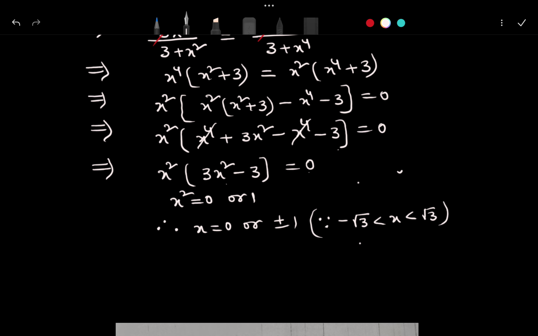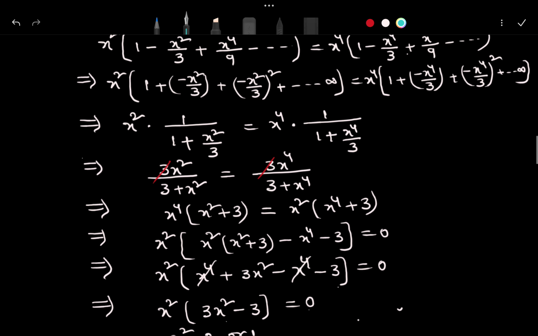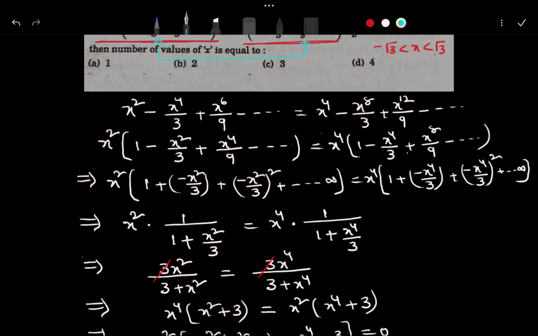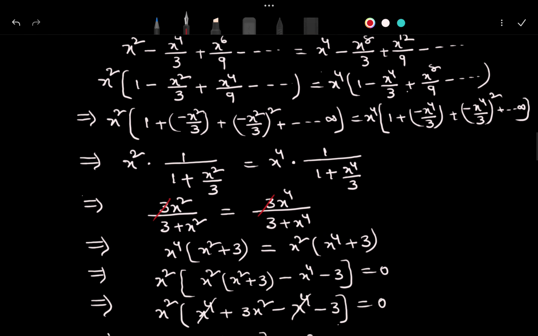So therefore, these are the 3 solutions. So therefore number of solutions is equal to 3. So your right answer is what? 3 is the right answer. Number of solutions is 3. So 3 is the right answer. Okay. I hope that everyone is clear on this solution.